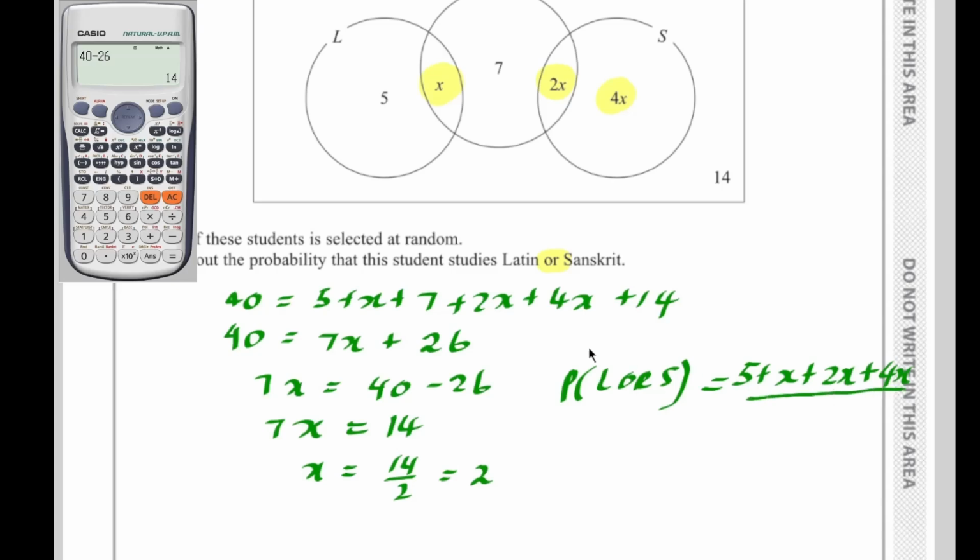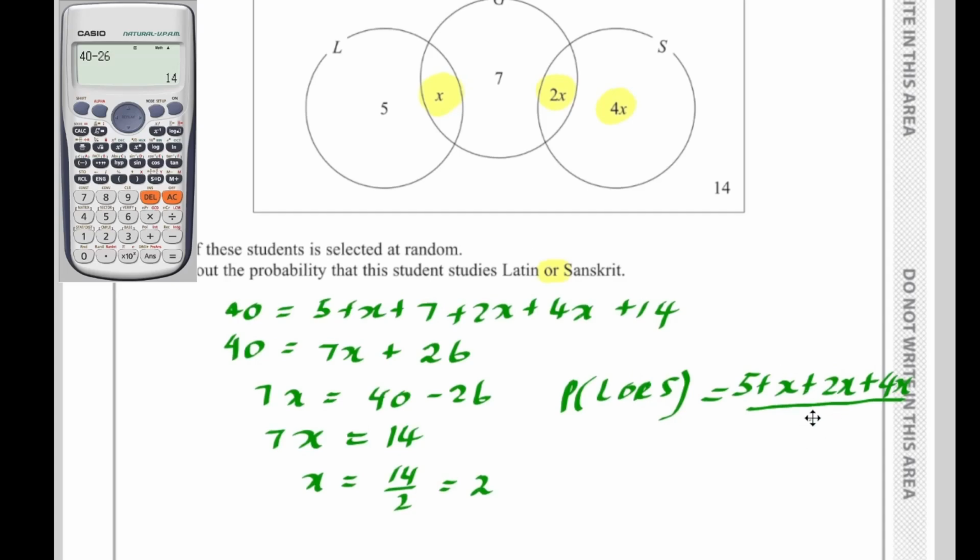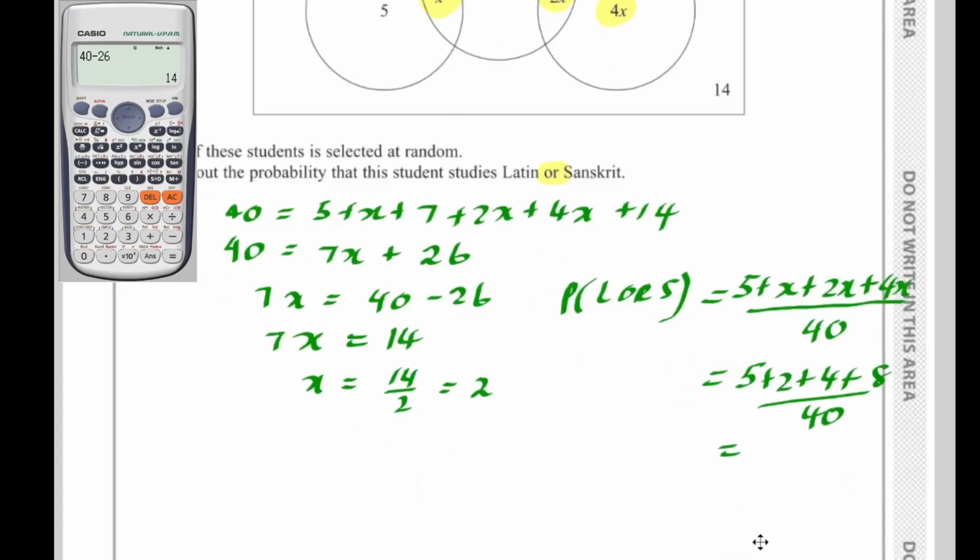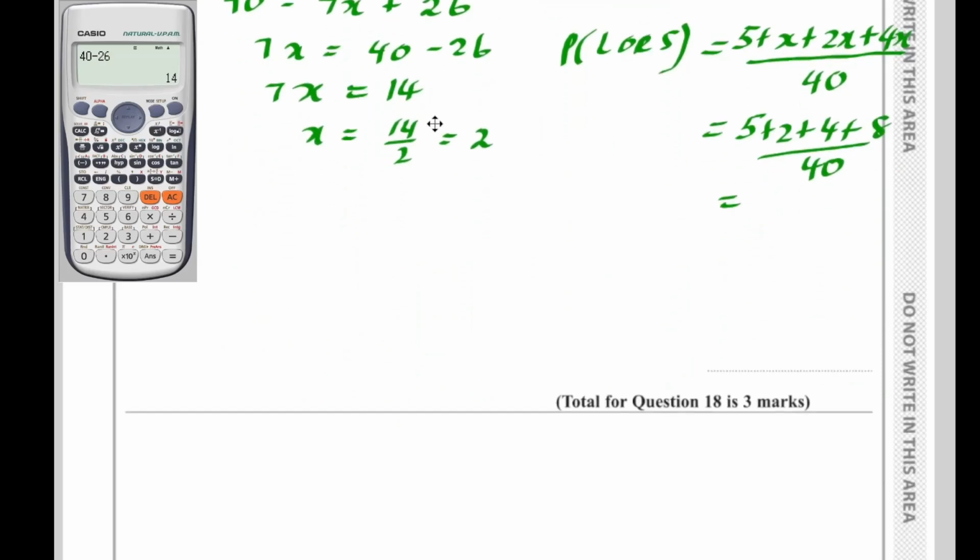For the total, we have how many students altogether? 40. Then let's simplify. Here 5 plus x, x means 2, 2x means 4, 4x means 8, over 40 equals 5 plus 2 is 7, 7 plus 4 is 11, 11 plus 8 is 19. So 19 over 40.